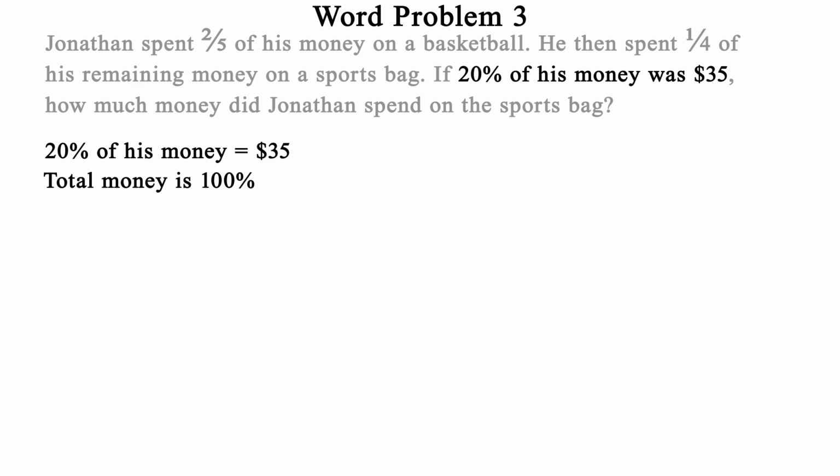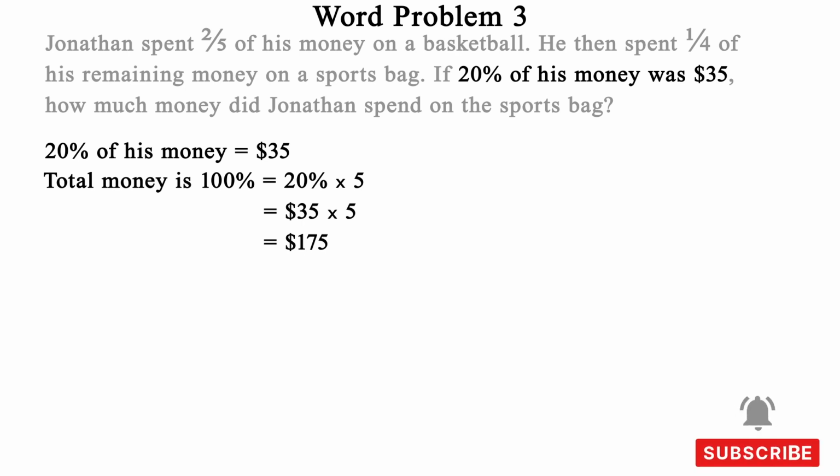I know the 20%. 20% is $35. So from 20%, if I want to get 100%, I can do 20% times by 5, which is equal to 35 times 5. So my 100% money, which is the total money, equal to 35 times 5, which is $175. So the very important information now what we have is, altogether the total money Jonathan has got is $175. Now we can start from the starting.